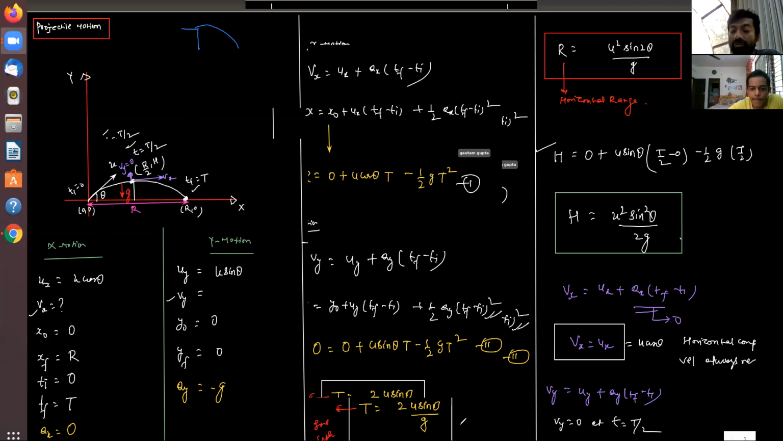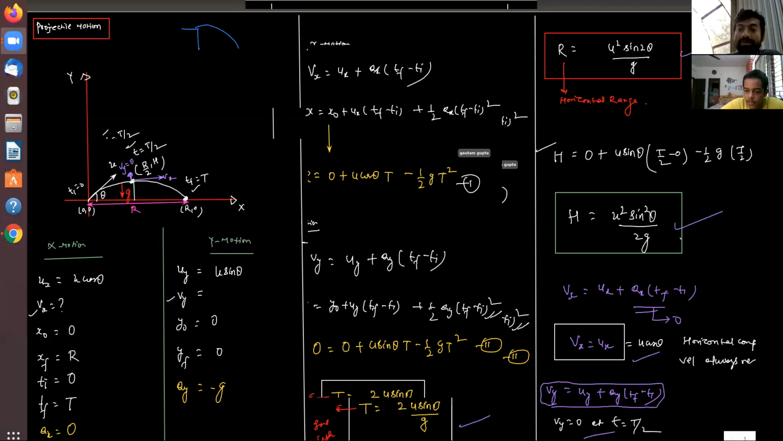So you got the formula for time of flight, the formula for horizontal range, and the formula for maximum height. You know how to calculate the velocity at any instant, because Vx is always constant and Vy you can find out by this formula. For example, if you have to find Vy at maximum height, it will be 0.